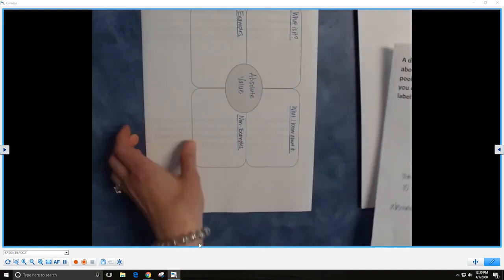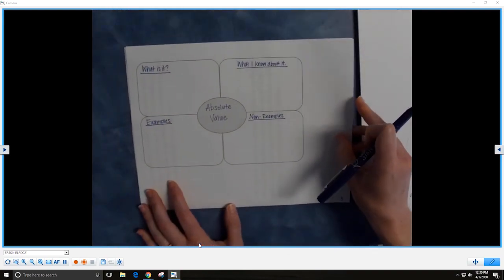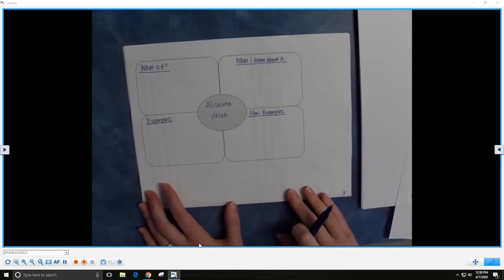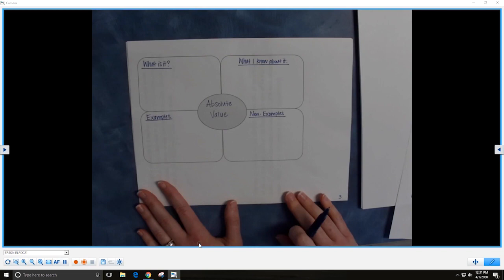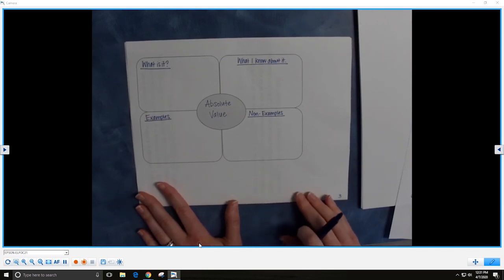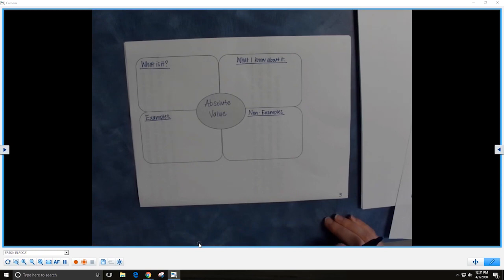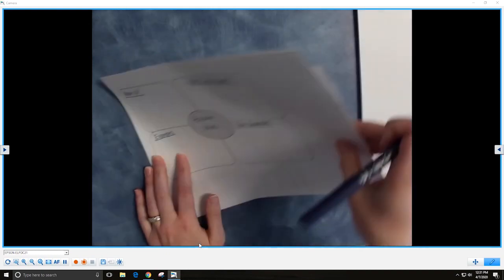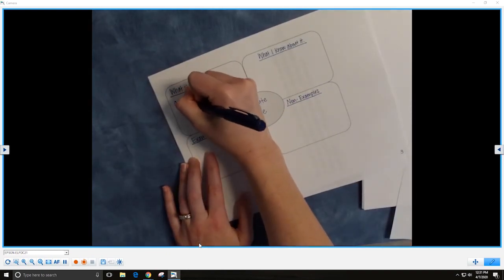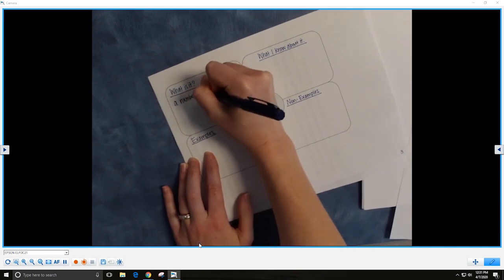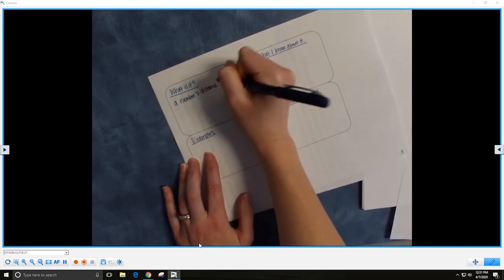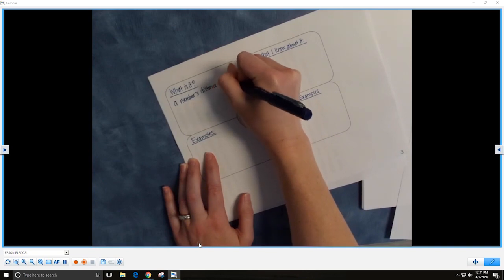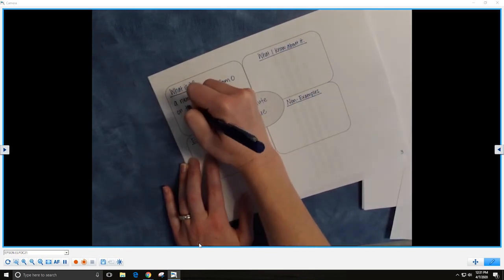This Frayer model can help us organize our thoughts. So take just a second, go ahead and draw yourself a Frayer model. Okay, and we're going to fill this in. So what is absolute value? We just had a conversation that absolute value is a number's distance from 0 on the number line.